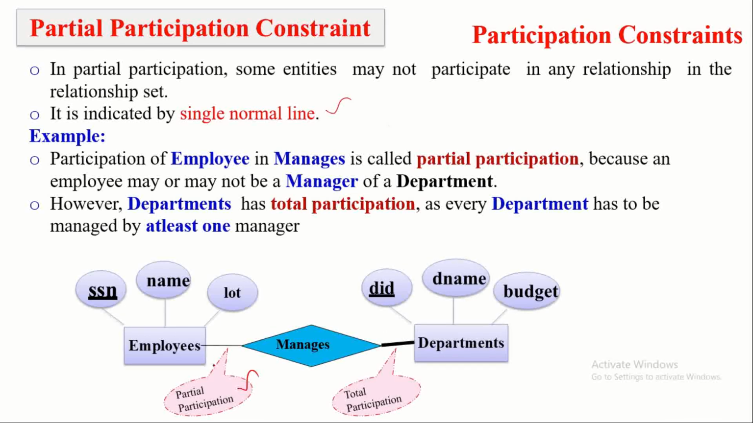And coming to partial participation, according to partial participation, some entities may not participate in any relationship. So accordingly, when we take this employees entity set, some employees may or may not be a manager of a department. Whereas coming to the departments entity set, which has total participation constraint, that's why every department has to be managed by at least one manager.